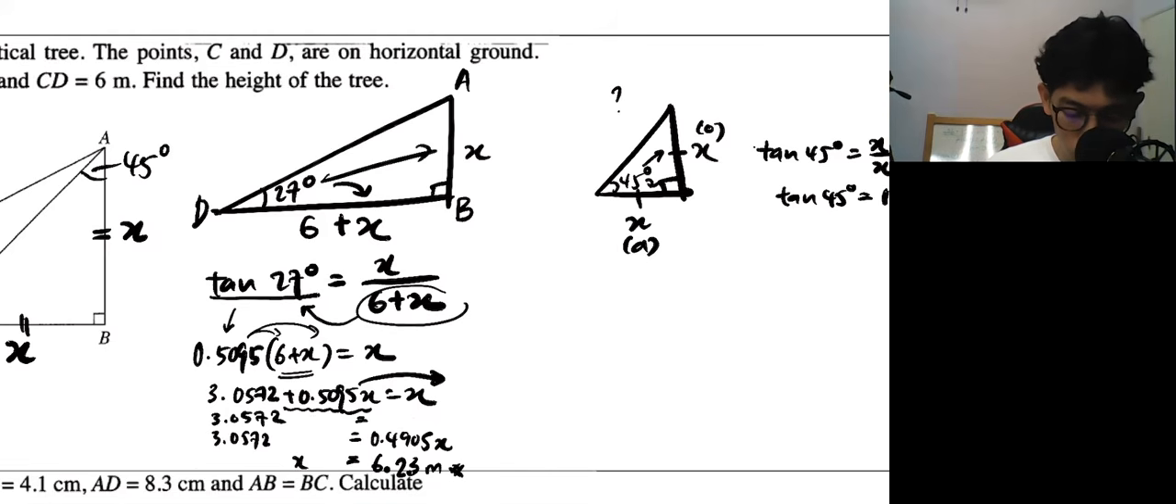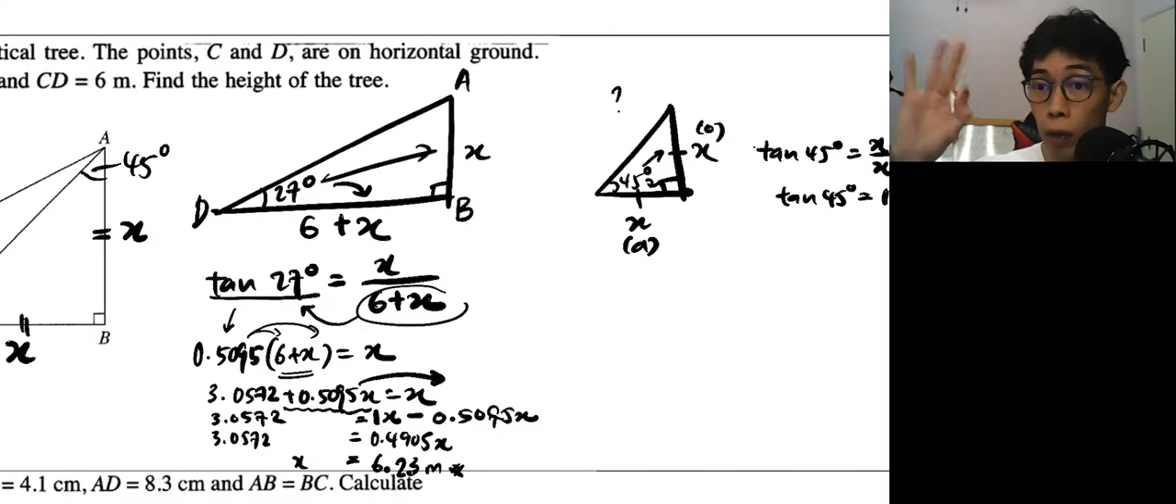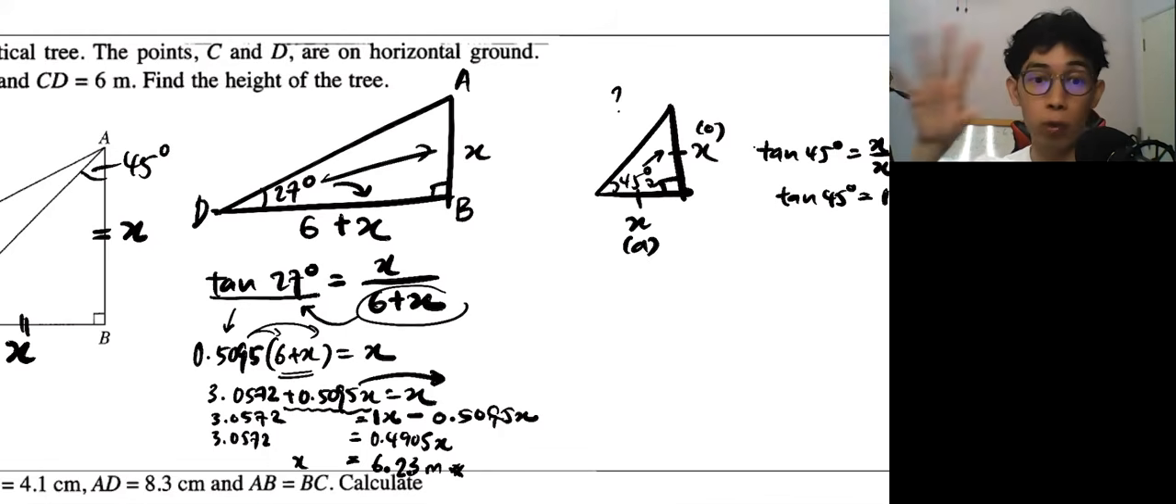3.0572 equals to x minus 0.5095x. Then this is 1x. That's the workings. Kai, you okay or not? You get what I mean on how to get the 0.4905? Jawi, which part do you need me to explain further? Let me know. You type it to me. If you don't get it, let me know which part you need me to explain. I explain it now before I go into the next one.